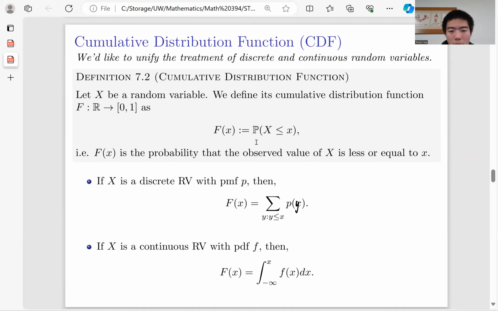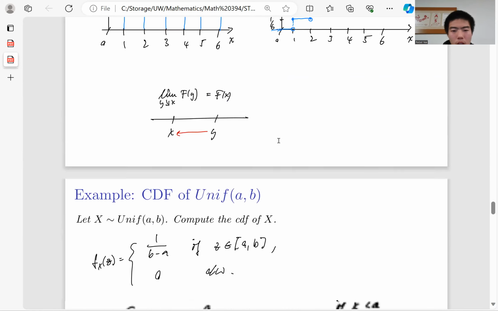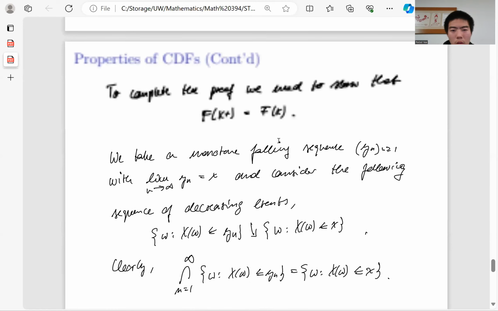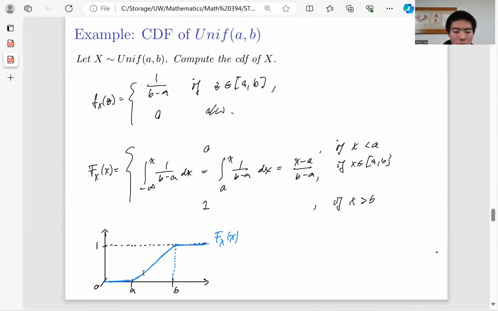So the CDF is defined as F(x), with the capital F, and it's the probability that X is smaller than or equal to x. That is, all of the random variable's values, the realizations, that are smaller than or equal to another realization x. Let's look at a graph of that.